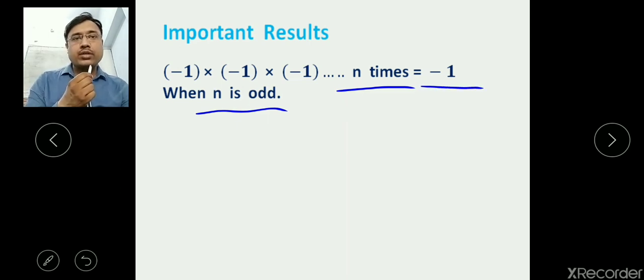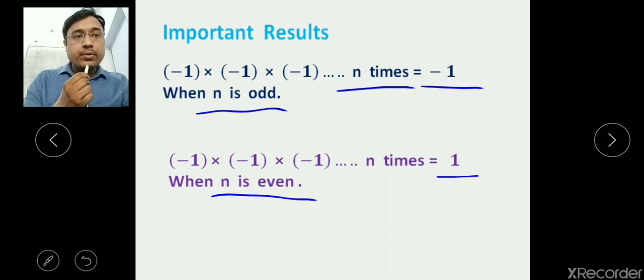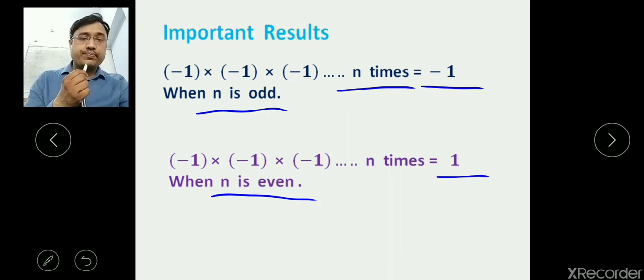I have said that the product of an odd number of negative integers is always negative. I have taken the number 1 here so that the multiplication will be easy. We only have to consider the sign here. Then if you multiply minus 1 with itself n times, and n is an even number, then the product will be positive. The reason is clear: whenever you multiply an even number of negative integers, the product is always positive.